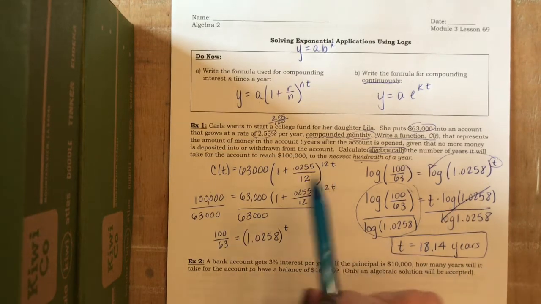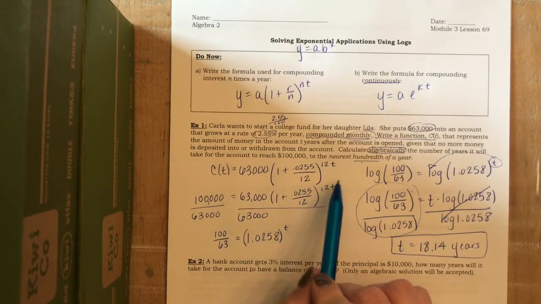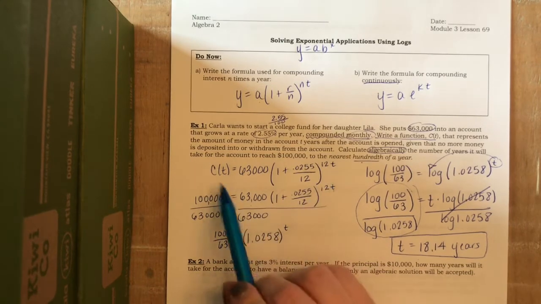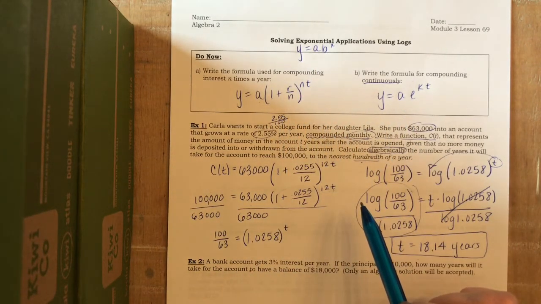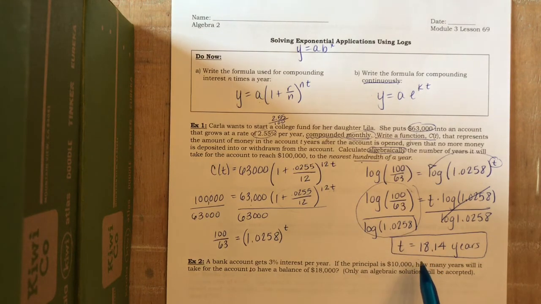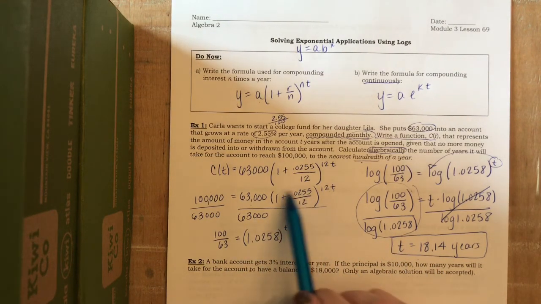Okay, so you're always going to set up an equation using your exponential equation, whatever one is appropriate. And then you're going to isolate the base.